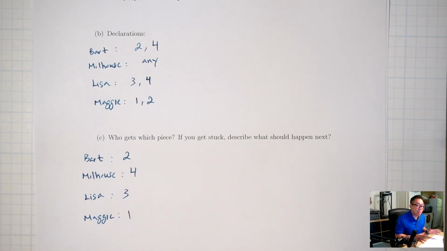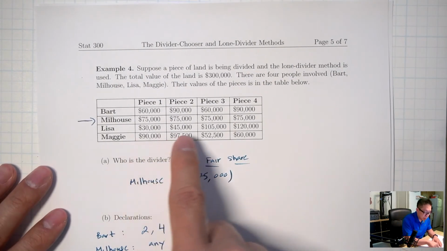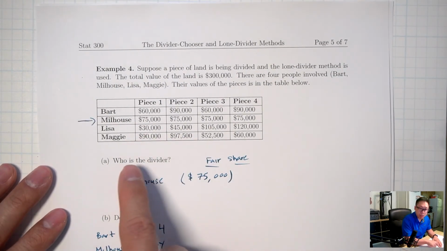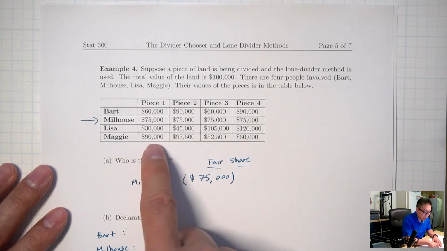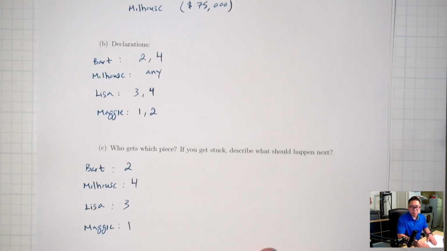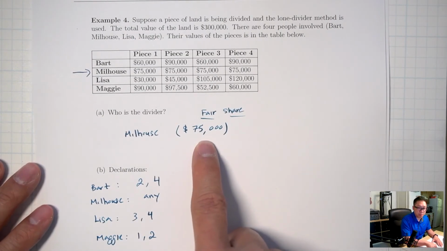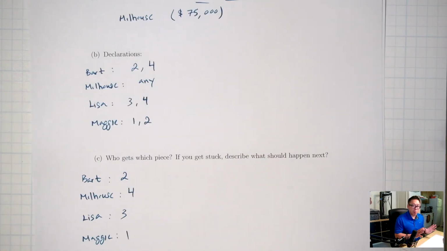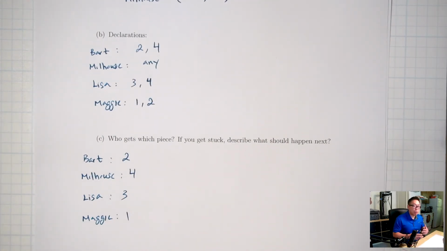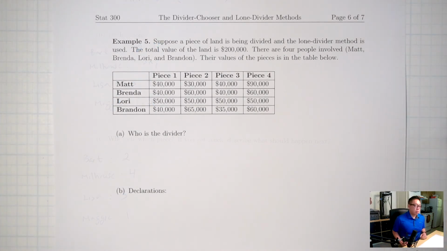This might not be the best answer, right? Because some people prefer some pieces more than others, right? So Maggie prefers piece 2 more than piece 1, but we gave her piece 1, and that's okay. So we're not trying to make everybody as happy as possible, right? I just want to make everybody happy in the sense that they get at least what they deserve, okay? That's the method we're talking about here, right? Methods where we're trying to make everybody as happy as possible are more advanced, and we're not going to talk about them in this class. Let's try another example.